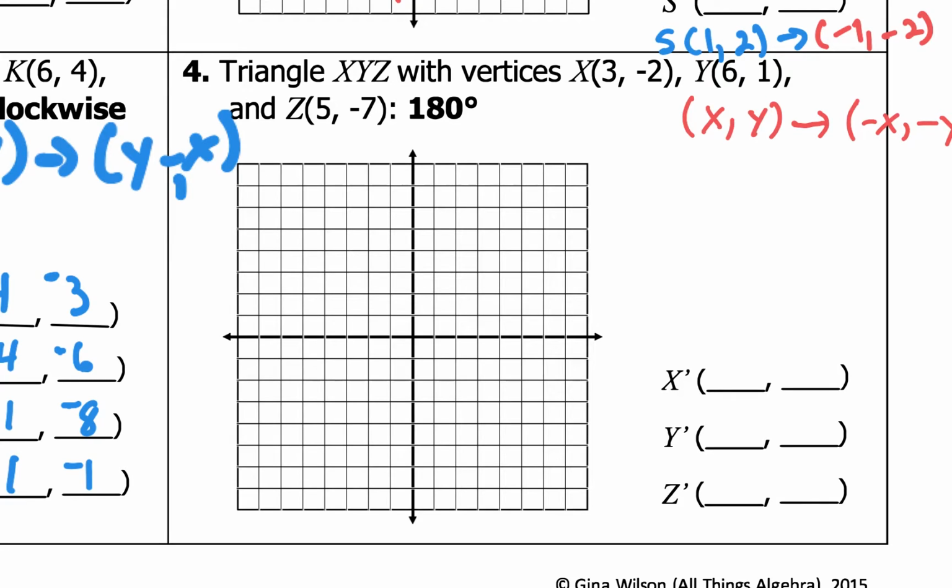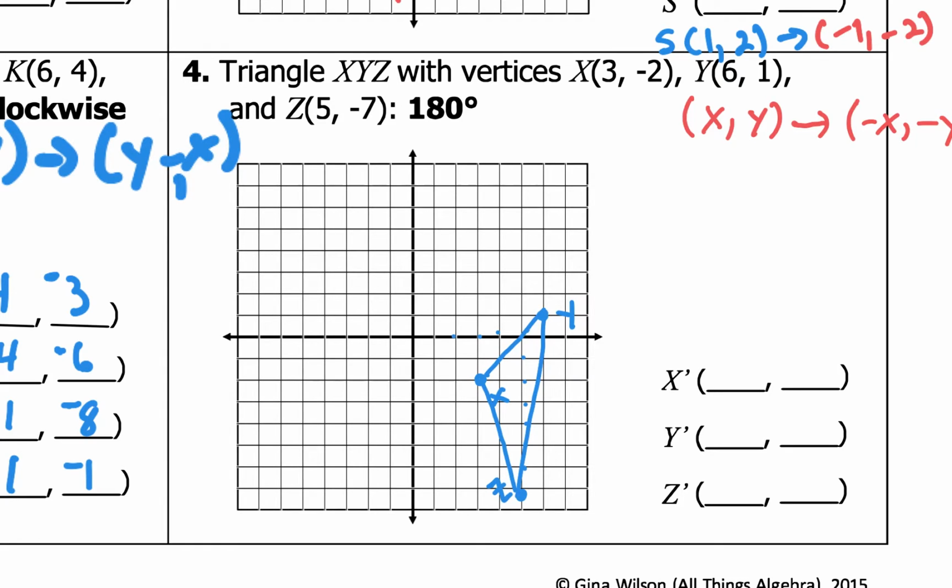Triangle XYZ with the vertices 3, negative 2. So that's going to be X. We have 6, 1. 1, 2, 3, 4, 5, 6, 1. So that will be Y. And then 5, negative 7. So we have 1, 2, 3, 4, 5. 1, 2, 3, 4, 5, 6, 7. So that is Z. So we have X, Y, Z. So I'm going to go ahead and connect the points. And here's our triangle. We are going to rotate this.